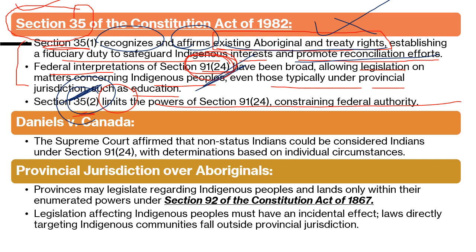But in case the federal government does something that is against aboriginal treaty rights, that is against indigenous interests, then that thing will come up before the court, and for that we will be discussing various case law, that what kind of issues come before the court.